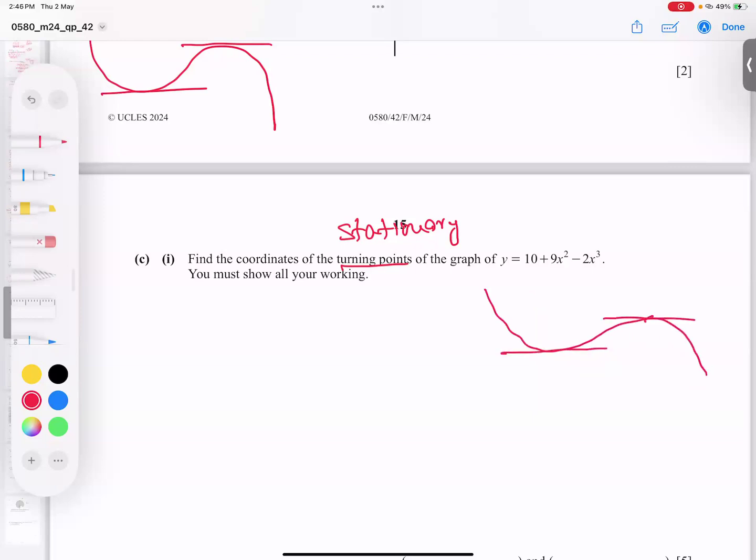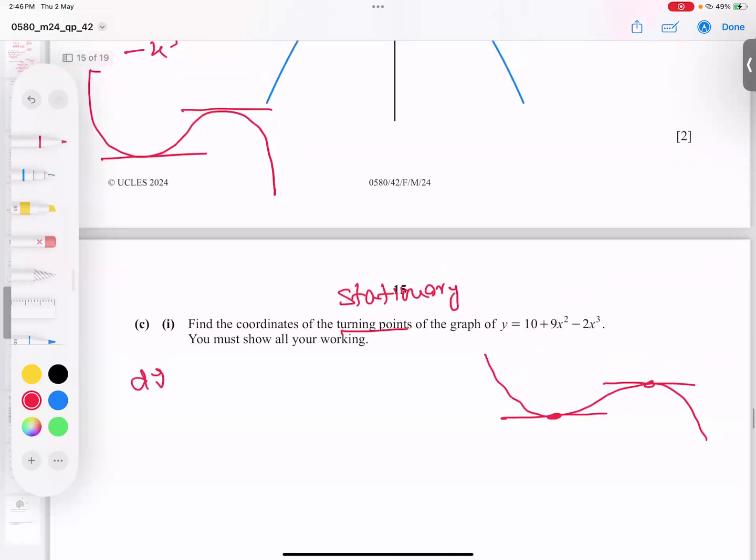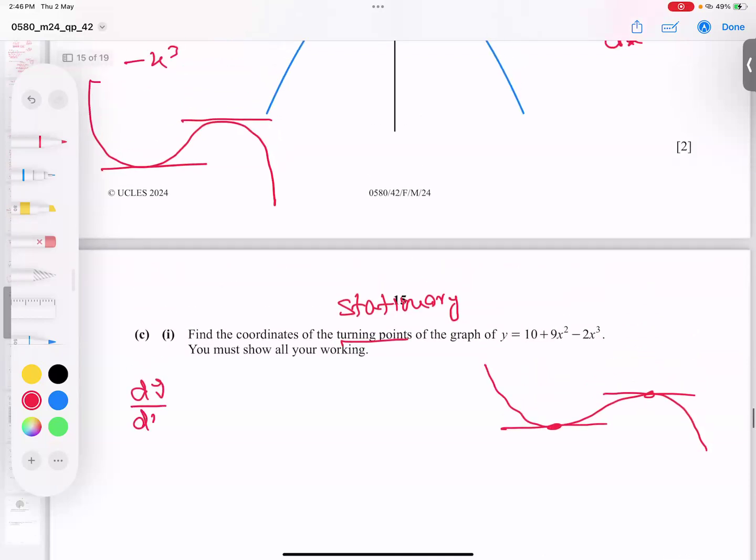But how to get these points? These are called turning points or stationary points because the graph turns. So I will set the derivative to 0, but first of all, I will find the differentiation. All of you are familiar with the rule of differentiation. What is the rule of differentiation?